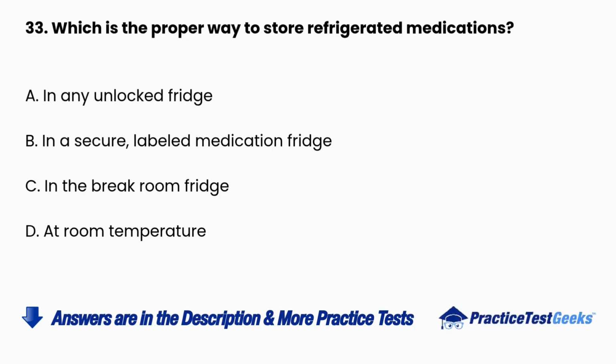33. Which is the proper way to store refrigerated medications? A. In any unlocked fridge. B. In a secure, labeled medication fridge. C. In the break room fridge. D. At room temperature.